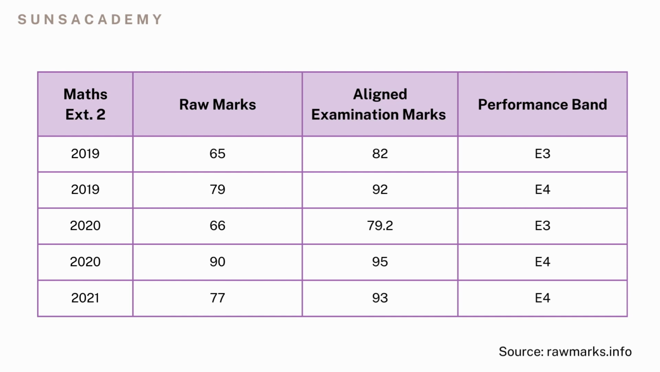In 2019, we can see that 79 has been aligned to a 92, and in 2021, 77 to a 93. But in 2020, we see that 66 has been aligned only to a 79.2, which perhaps suggests that the examination in 2020 had been a little easier and more students had done better than the other years.